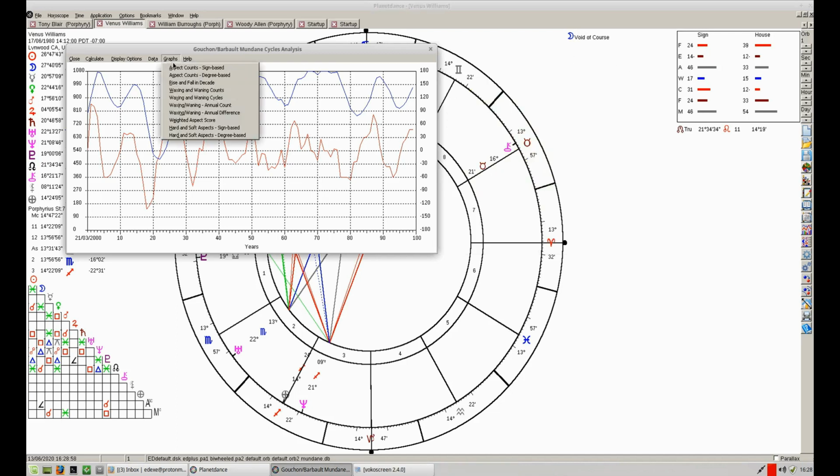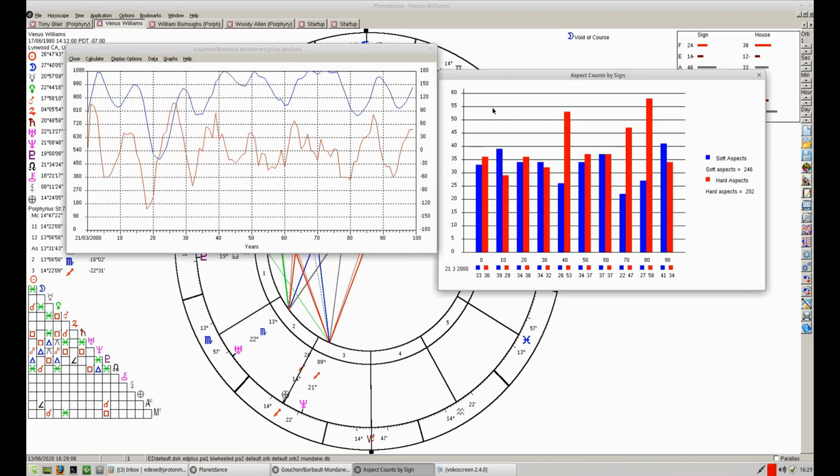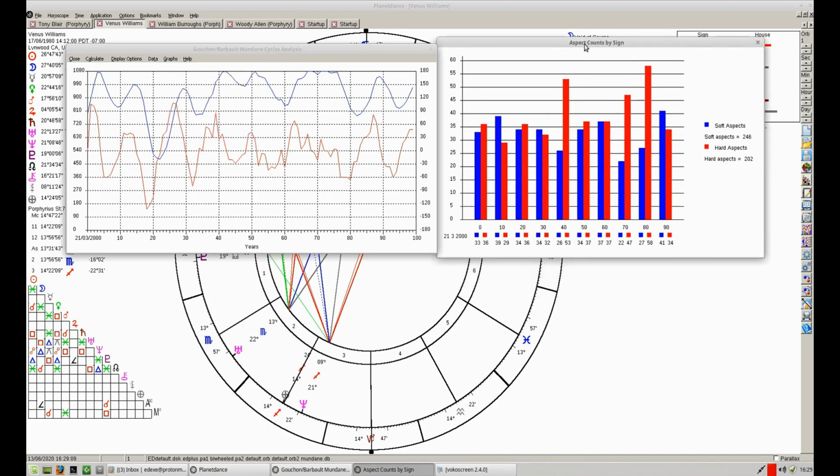Lastly, there are various graphs that you can look at. You can have a graph of aspect counts, sign-based, which shows you by decade how many waxing and how many waning aspects were formed. This is by sign, and you can do the same by degree based.